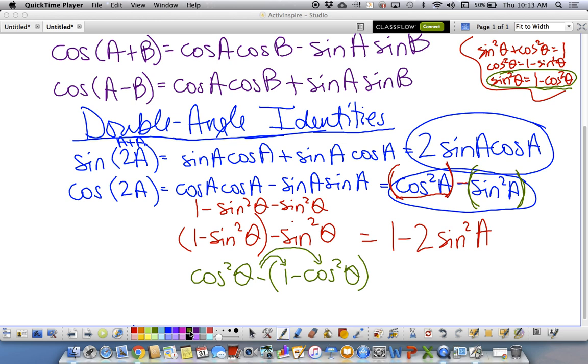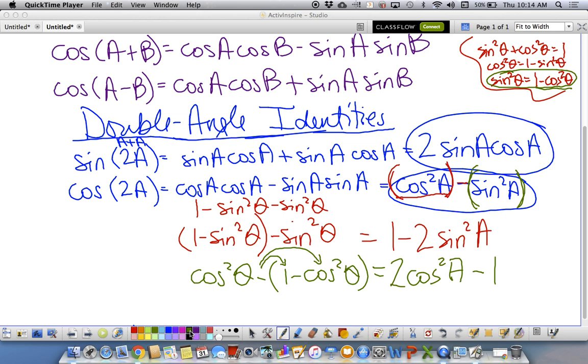No! It's cosine minus 1, two cosines, minus negative cosine squared. What's minus and negative? Plus. You add the opposite. So 2 cosine squared A minus 1.